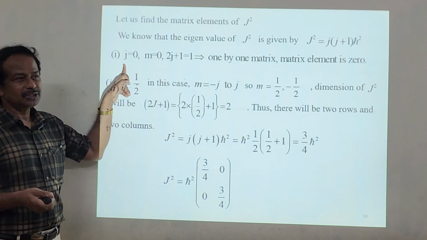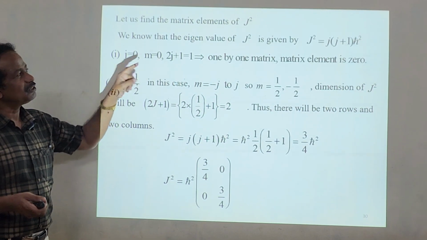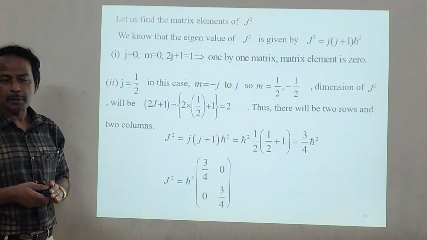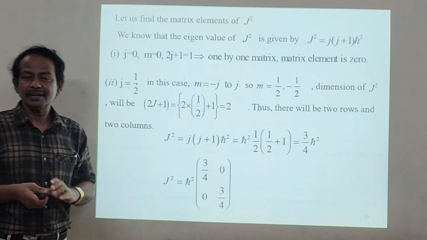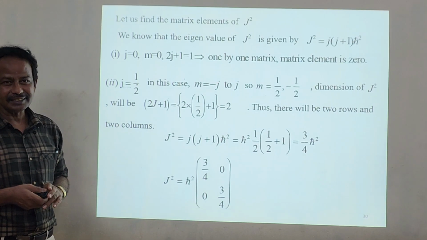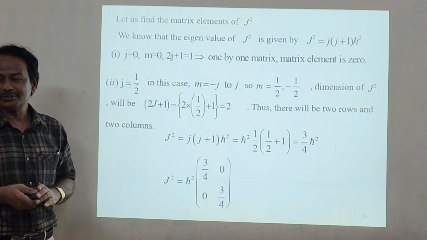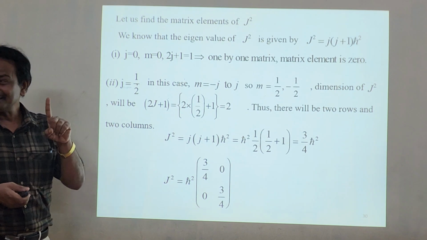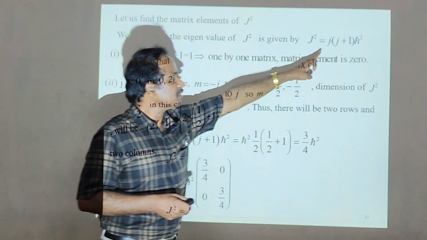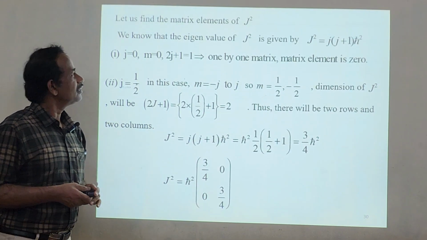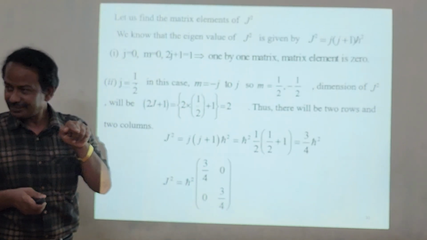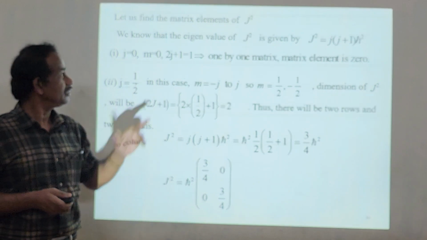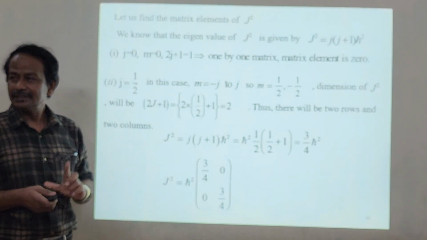So if j equal to 0, what is the answer? J squared will be, come on, j equal to 0 will be h bar squared. Is it so? Is it correct? J equals 0, the answer will be 0. Come on, you substitute here. So we have only one matrix element, and the matrix element is 0. J equal to 0, answer will be 0.